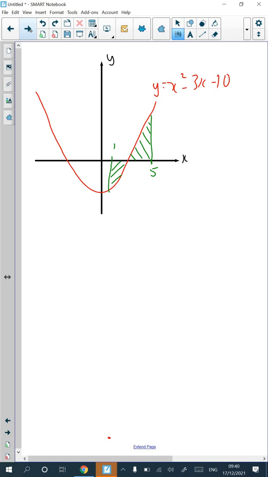So again, I need to find where I cross there. So x squared minus 3x minus 10. And again, if it's a find question, you could just shove that into your calculator. Sorry, I'm struggling a bit with that x. Okay. x minus 5, x plus 2.